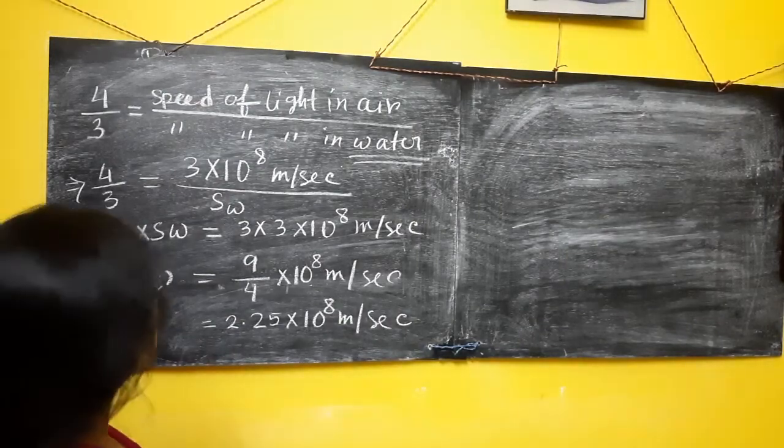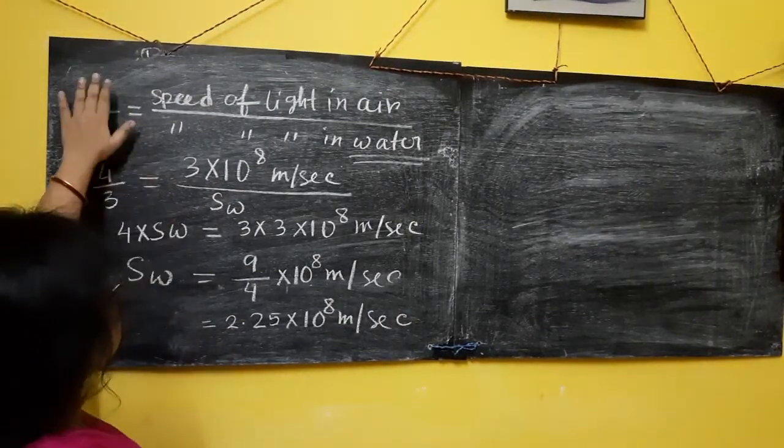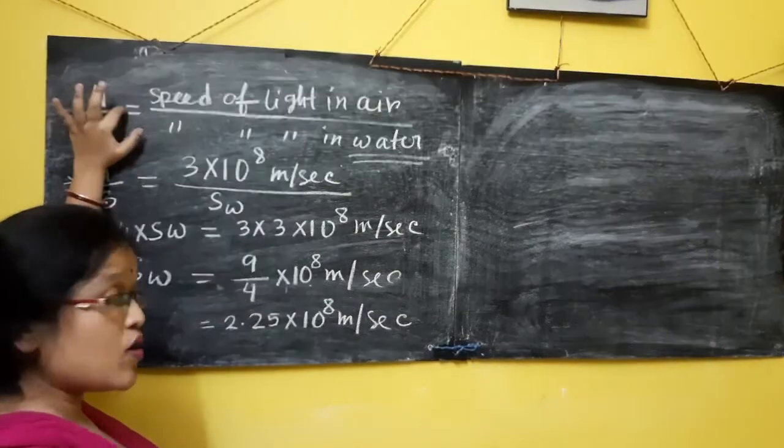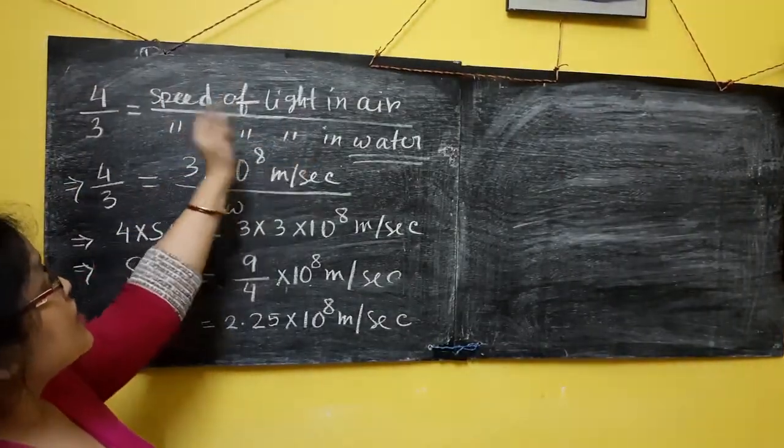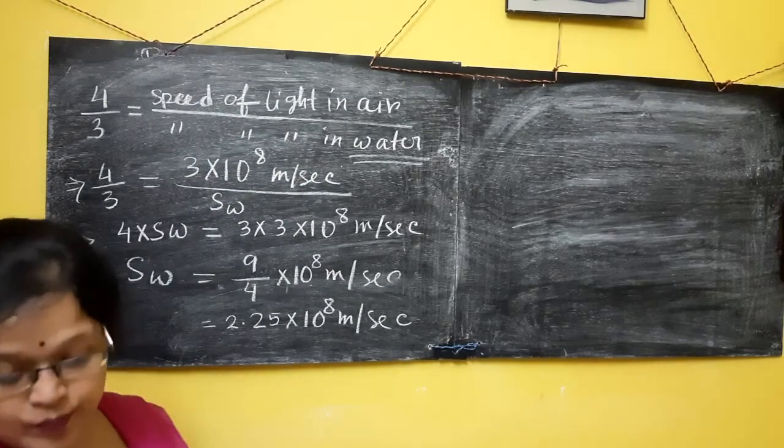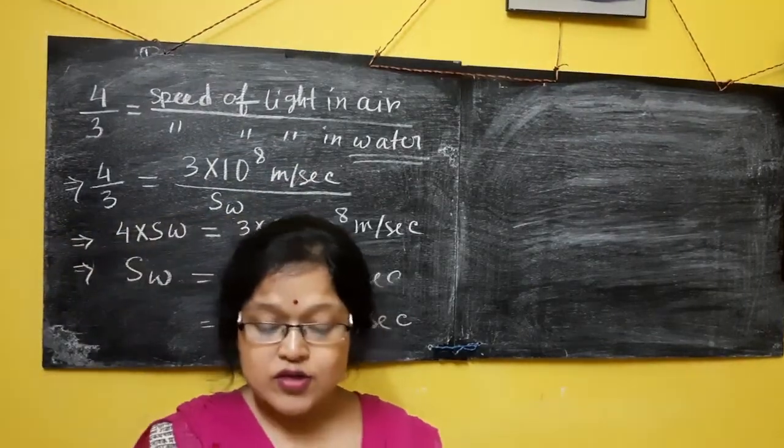So the formula I have used here is: refractive index of a medium is equal to speed of light in air divided by speed of light in that medium. Done. Now coming to the next question.